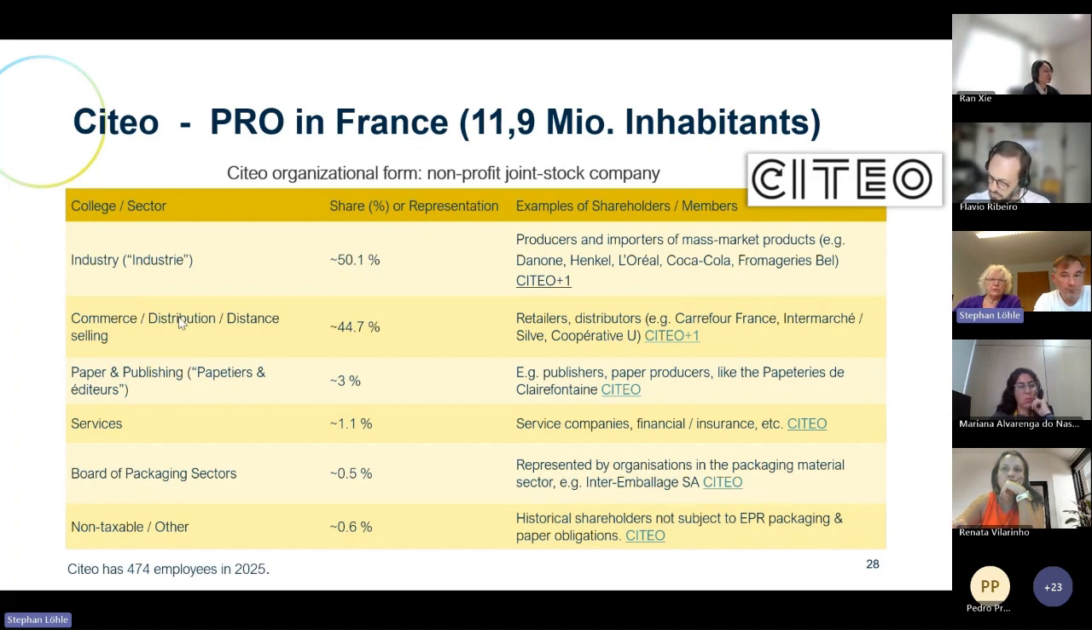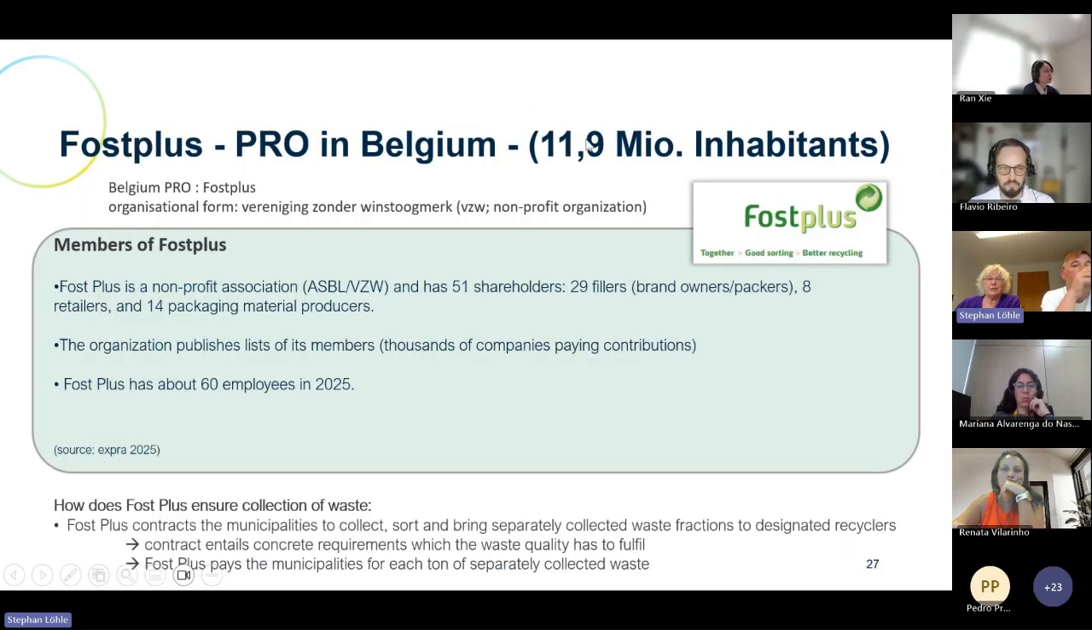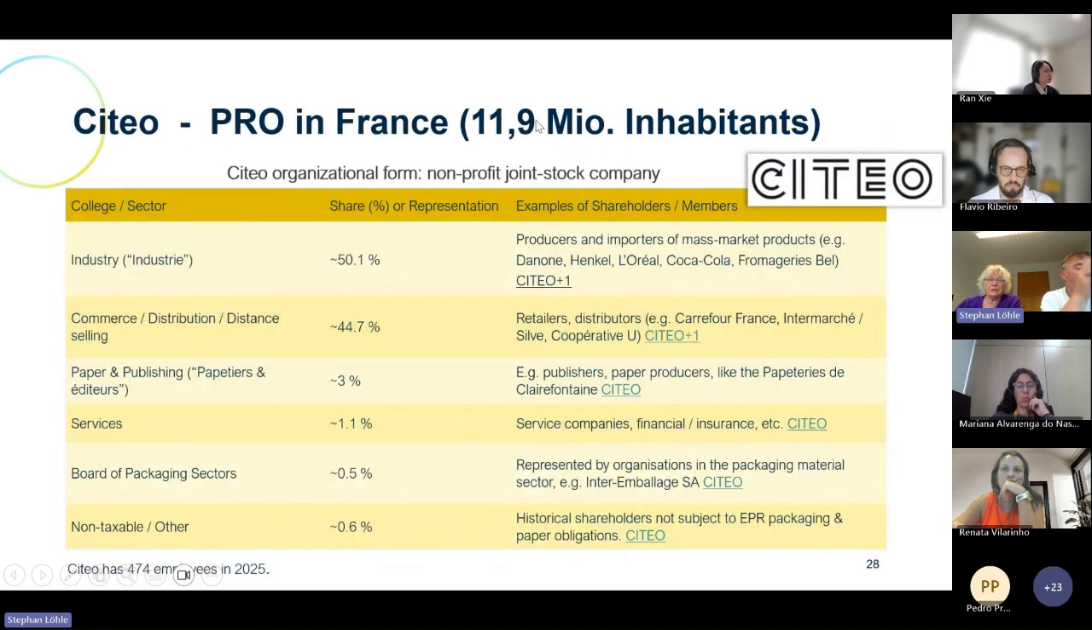Oh, this is wrong. It's about 70 million. It's from the old one. It is not. Sorry, I took this from Belgium. It is about 70 million inhabitants.